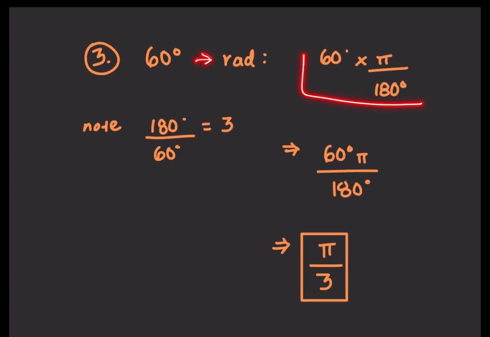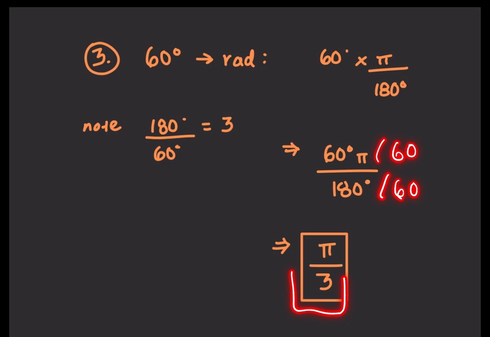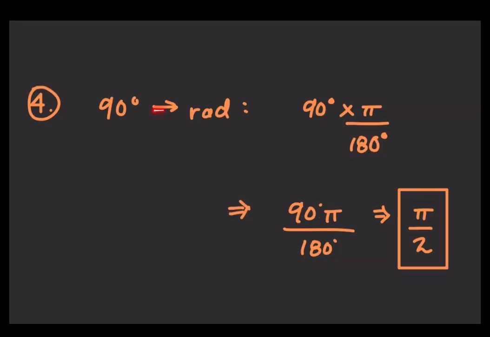Now to convert 60 degrees, again we multiply pi over 180 by 60, and we simplify by dividing the whole thing by 60, and we get pi over 3. Lastly, to find 90 degrees, divide both sides by 2, and we get pi over 2 radians.